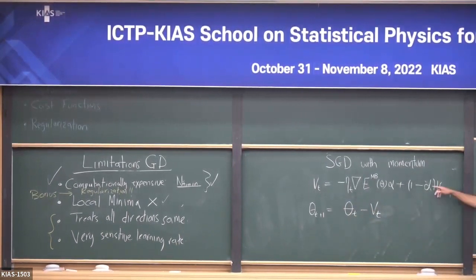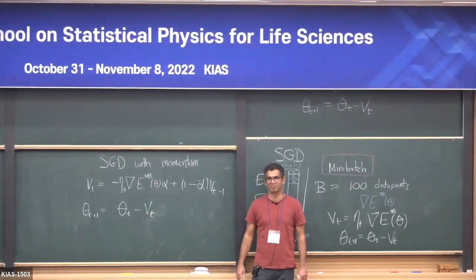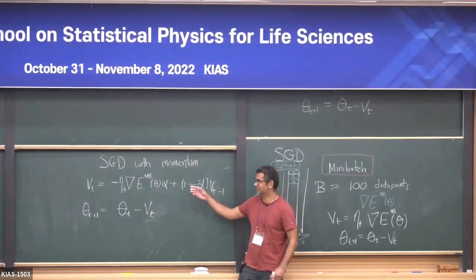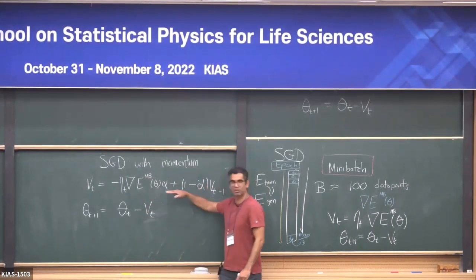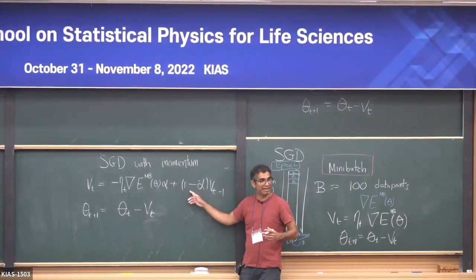What you do is you take the gradient, and instead of changing it all at once, the gradient keeps on going in the direction it's going, and then you update a little bit. And alpha is a parameter between 0 and 1. Instead of just saying, oh, I move in the direction of the local gradient, I'm averaging the gradient over some time period that's set by alpha.